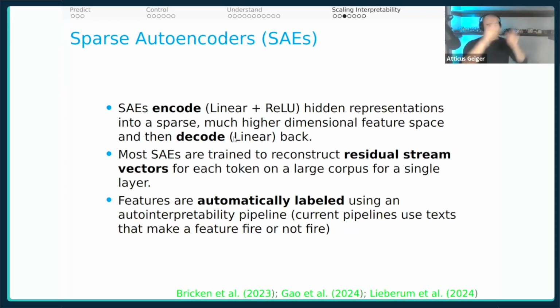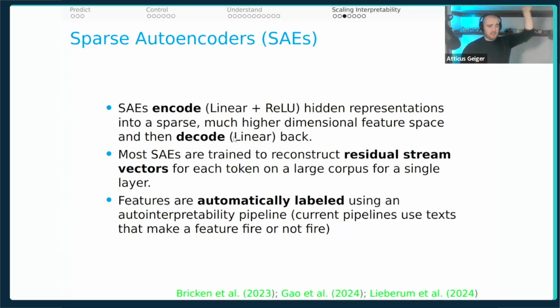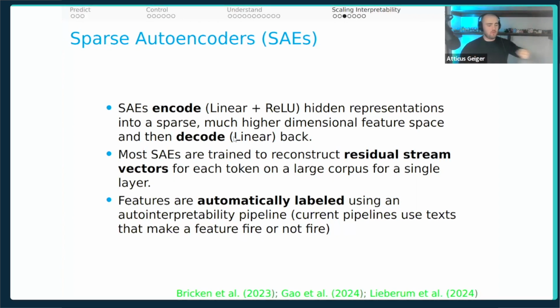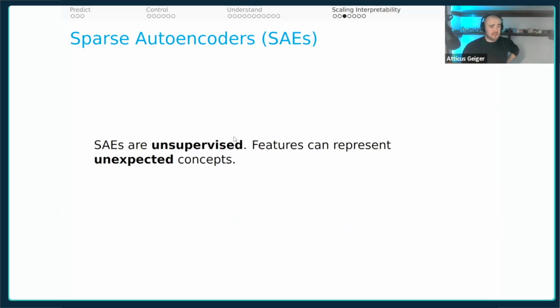And then they get these featurized vectors, and they automatically label the features in this new high-dimensional space using autointerpretability pipelines, where they generate a bunch of text that makes some feature fire, and then try to reverse engineer what the feature means based on the text that made it fire. So these are unsupervised objects. These features, they don't know exactly what they mean.